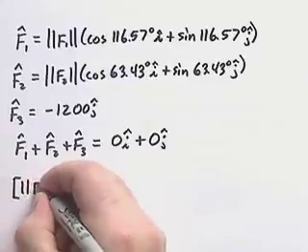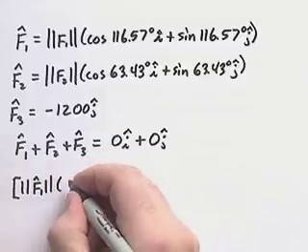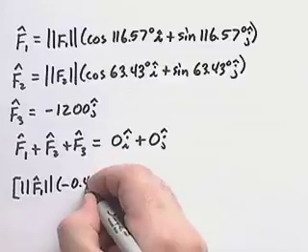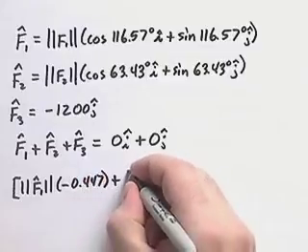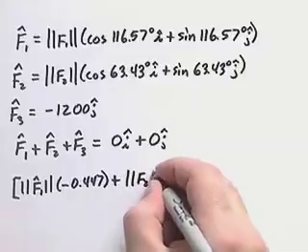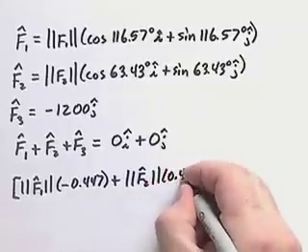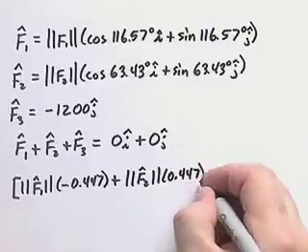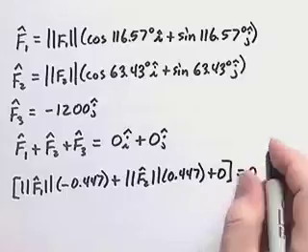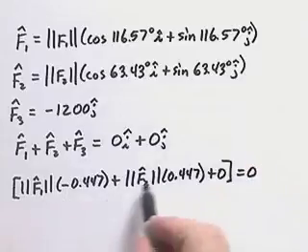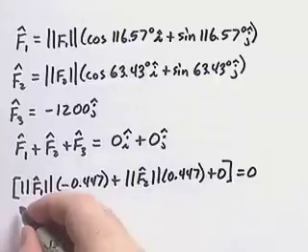the magnitude of force 1 times negative 0.447 plus the magnitude of force 2 times 0.447 plus 0 must equal 0. So we're looking at the horizontal components, we're summing those up, that needs to equal 0.